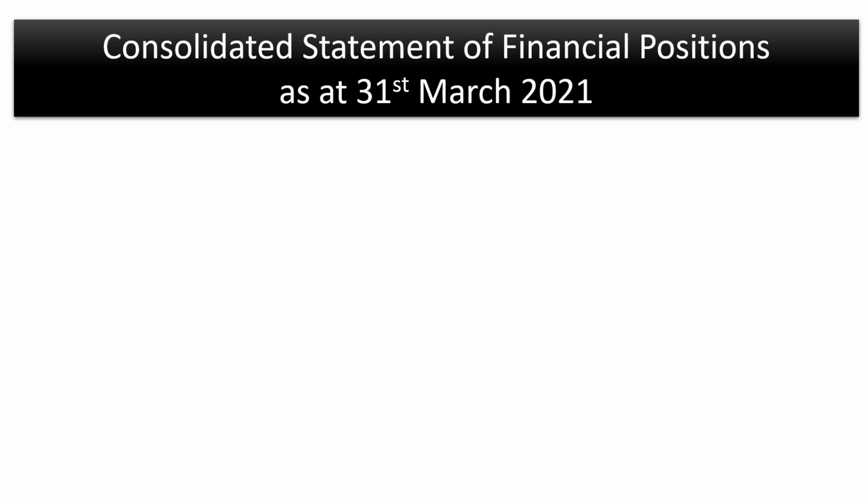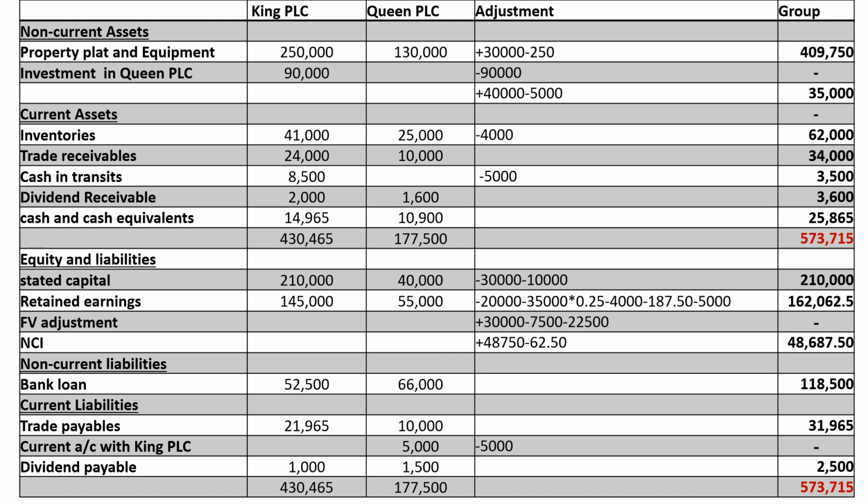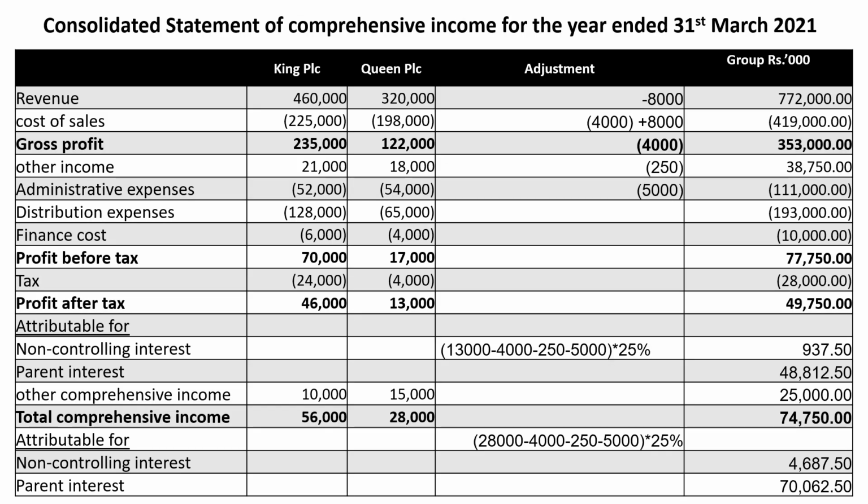Now you can see the consolidated statement of financial position as at 31st March 2021. In this one you can see all the adjustments relating to the statement of comprehensive income and how you can incorporate them into the consolidated statement of comprehensive income.